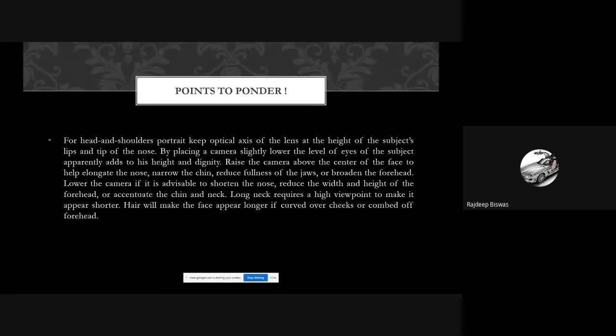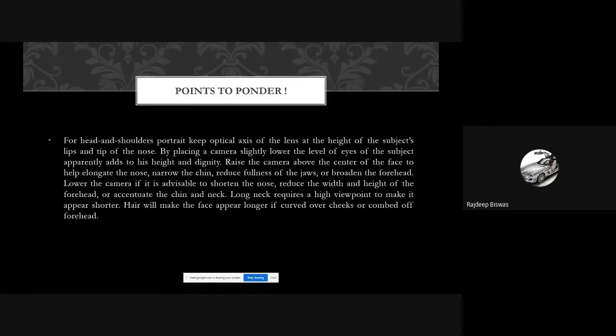Okay, the height of the forehead and the width of the forehead is reduced. When we use this, for example, if a subject's hairline is high and the forehead is big, what we do is we lower the camera level so that we get a viewpoint where the forehead is smaller. Again, it seems small, it is not actually smaller. These are small adjustments which you need to do according to your subjects. Okay. A long neck requires a high viewpoint to make it appear shorter.